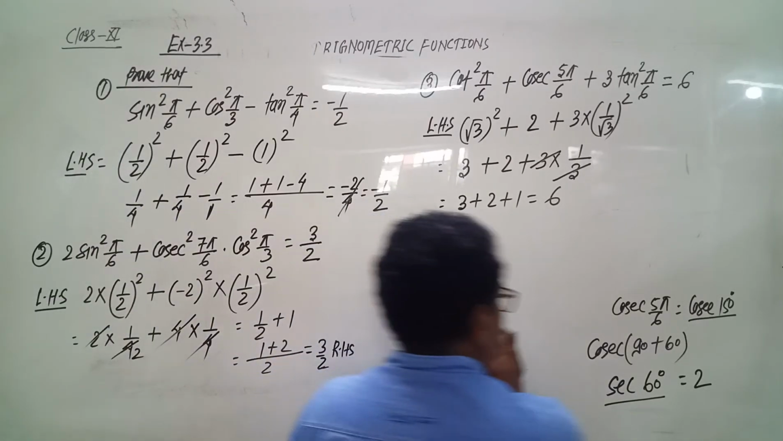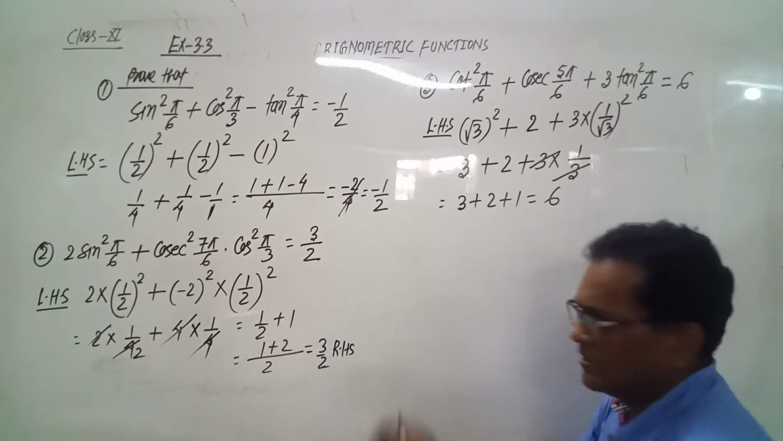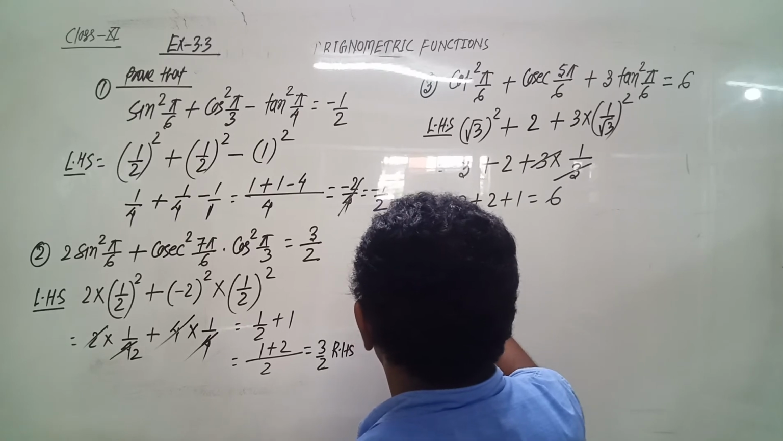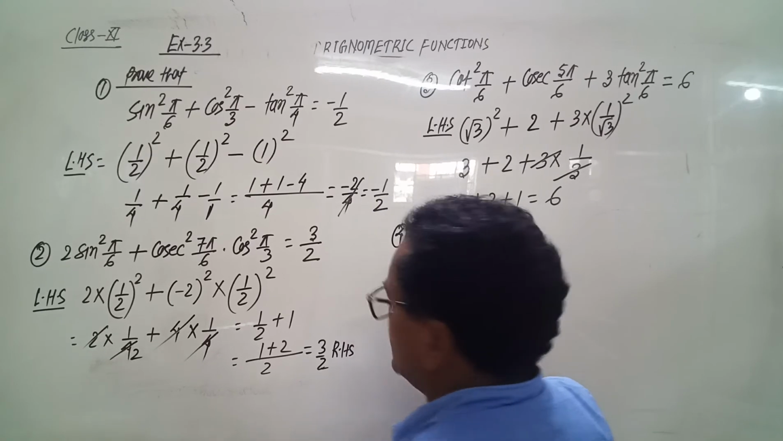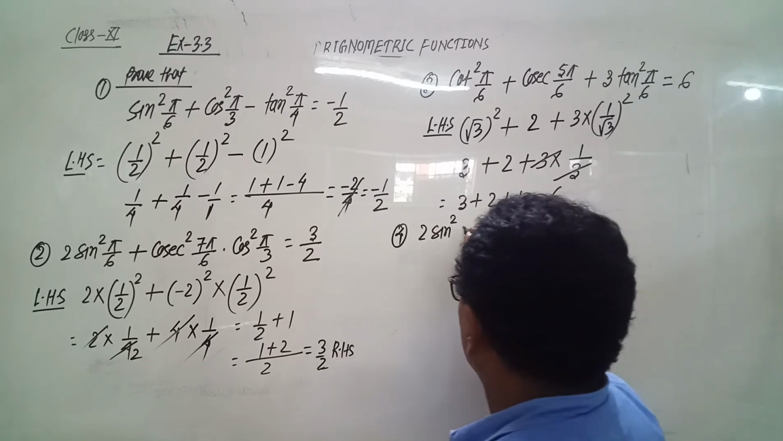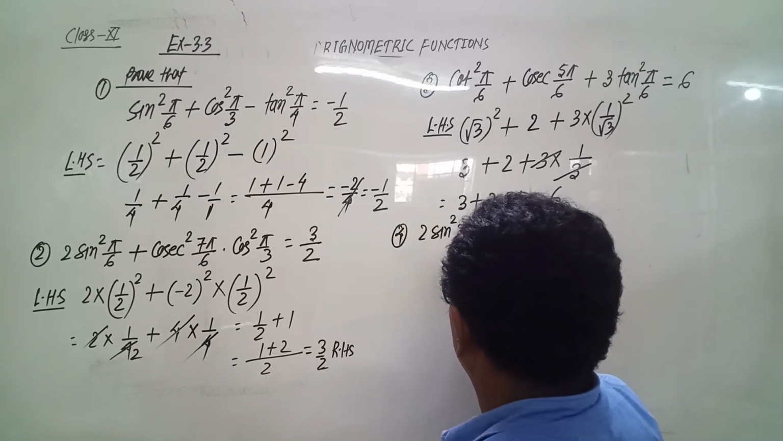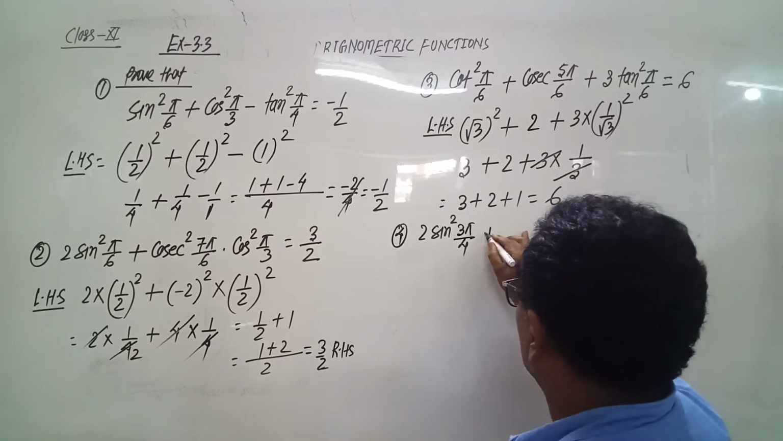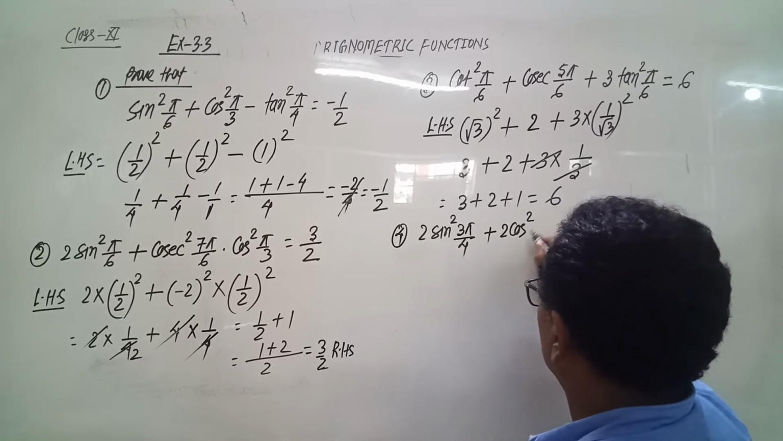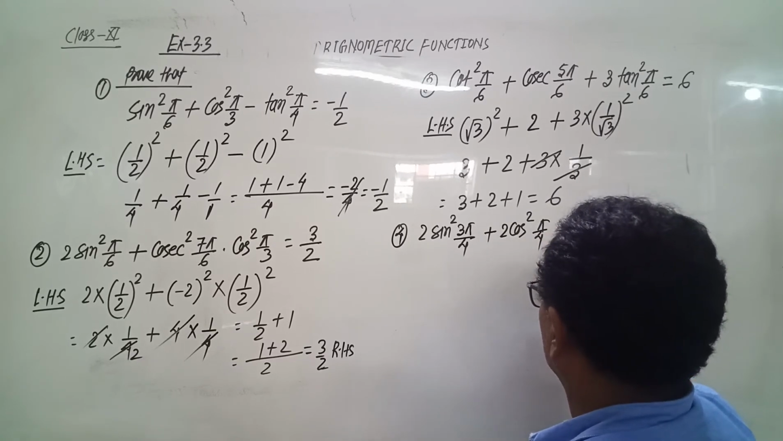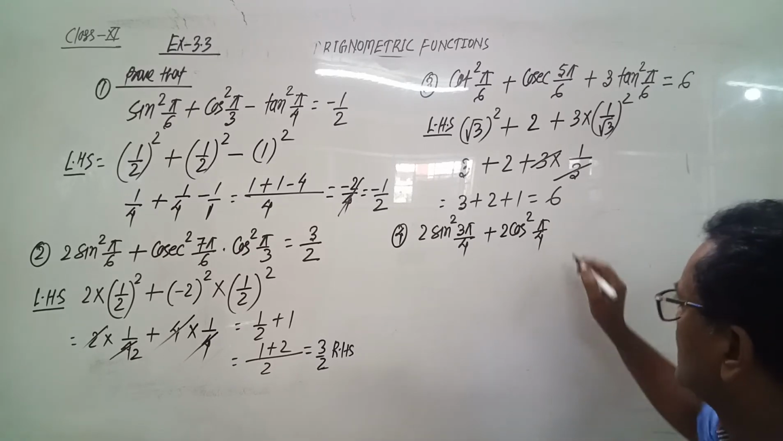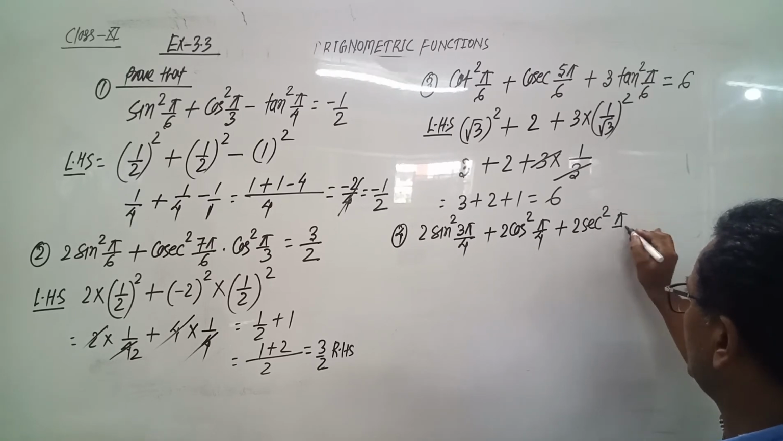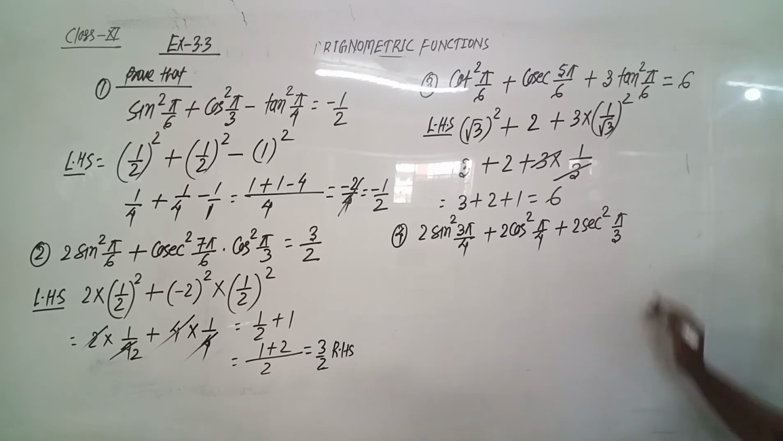Question number 4: 2 sin square 3 pi by 4 plus 2 cos square pi by 4 plus 2 sec square pi by 3 equals 10.